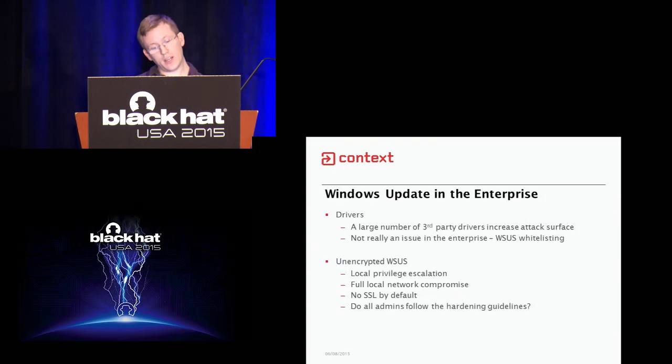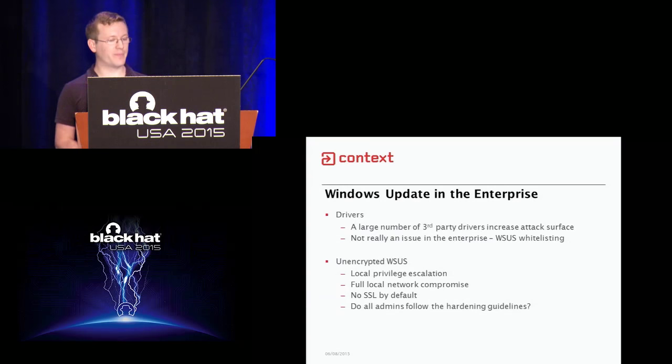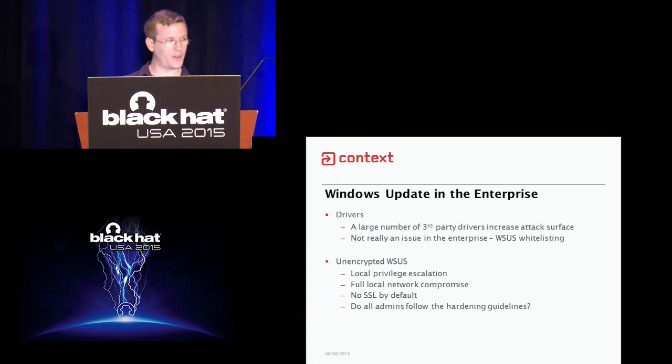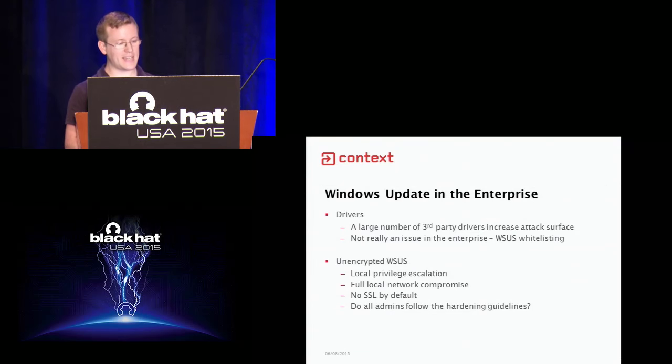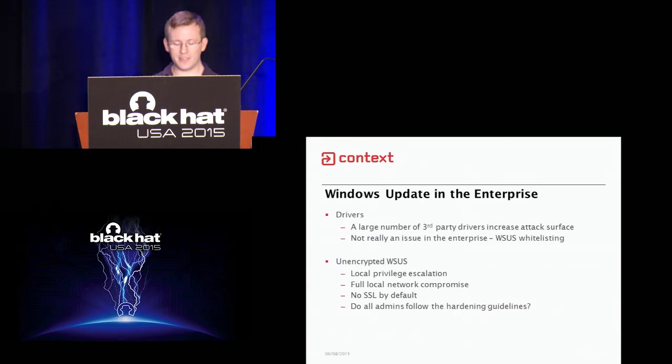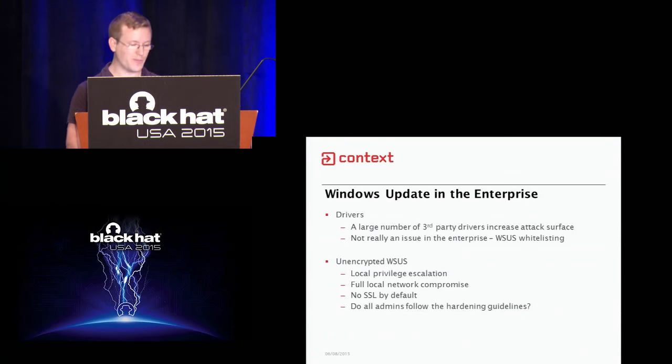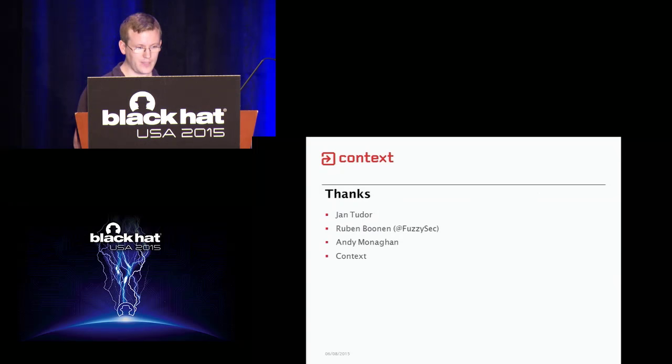So that brings us to the unencrypted WSUS. We've shown local PrivESC, full local network compromise, basically because SSL is not on by default. So the question now is, is this really a problem? Do all admins follow the hardening guidelines? I'm going to go out on a limb and say no, not all admins follow the hardening guidelines, and certainly in our experience, we've seen that as well.